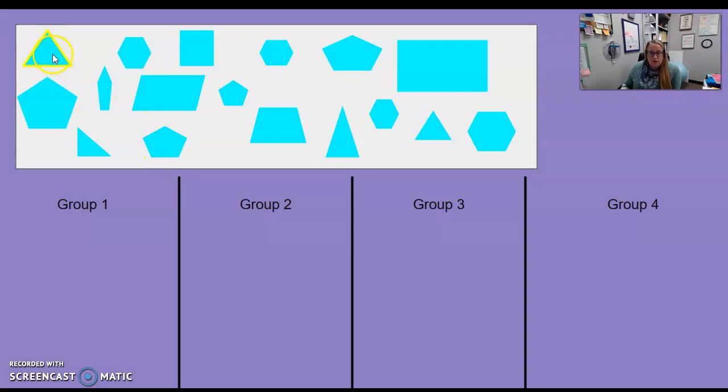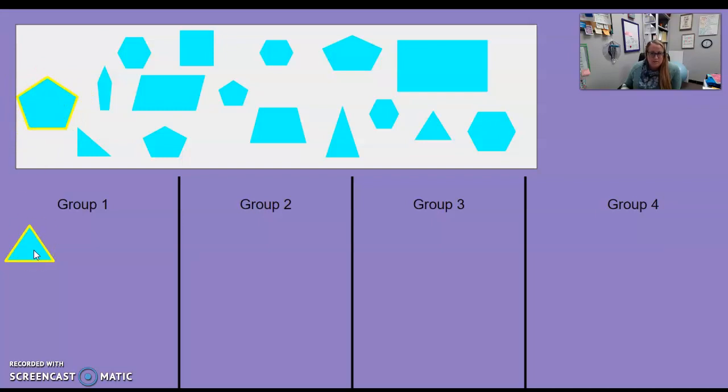We have our triangle, and I know it's a triangle because it has 3 sides and 3 vertices. So I don't have any groups yet, so honestly, I'm just going to put it in group 1 because that's a good place for it. All right, let's look at this one. This one has 1, 2, 3, 4, 5 sides and 1, 2, 3, 4, 5 vertices. Does that match a triangle?